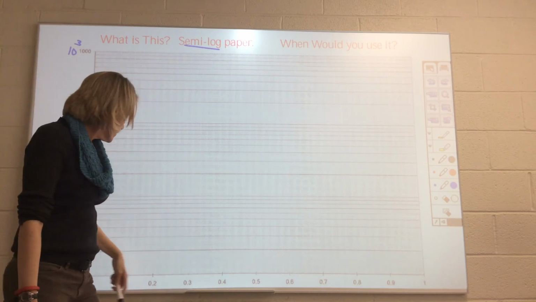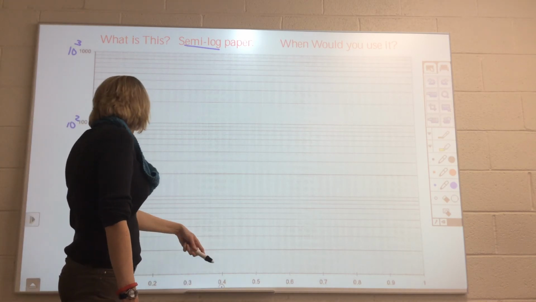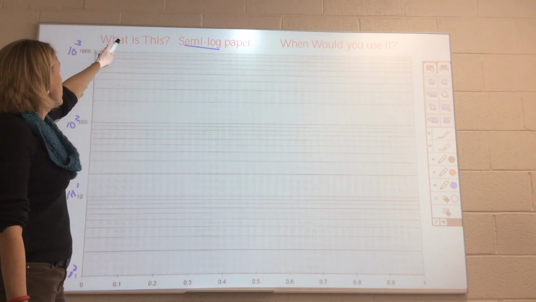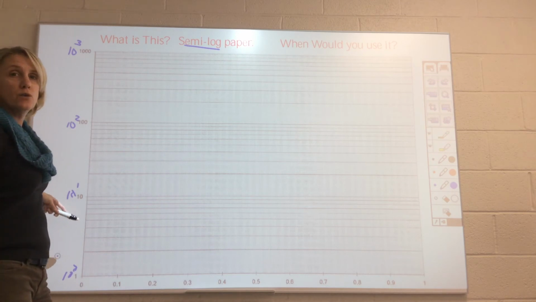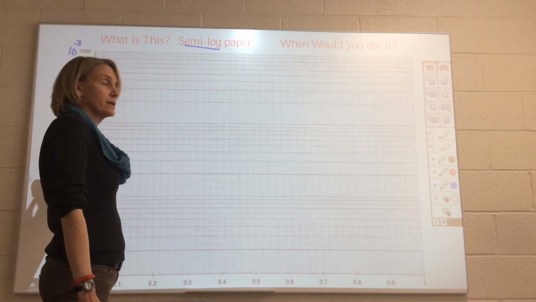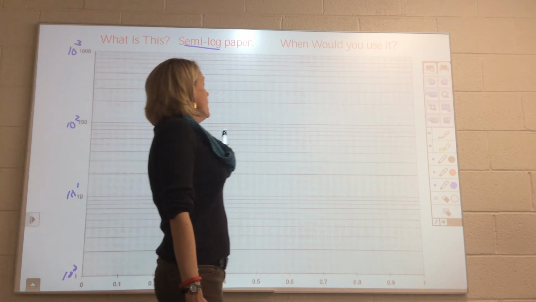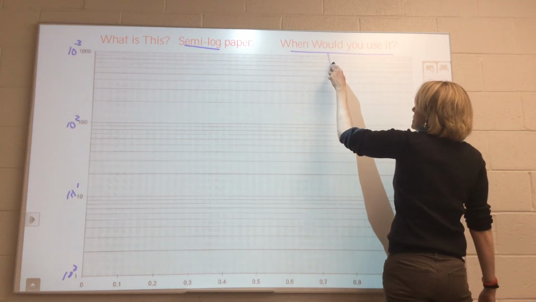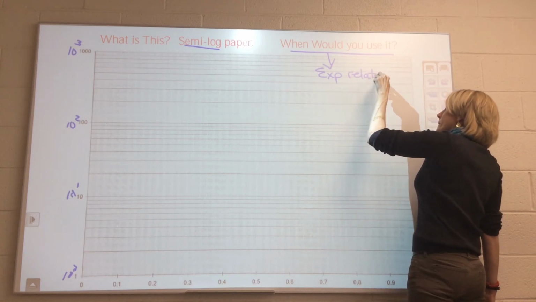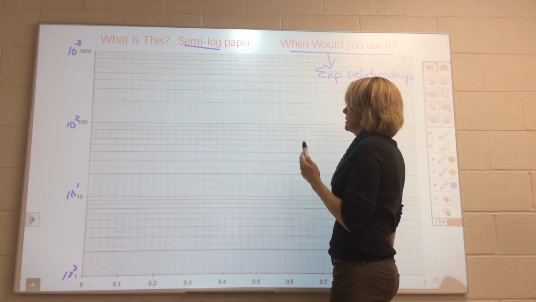The x-axis, though, you'll notice is just 0, 0.1, 0.2, 0.3, 0.4. So this is a normal scale. It's semi-log because one of your axes is logged. You may occasionally come across log paper where you would log both axes, but we're going to use semi-log paper. We're going to use it when you have an exponential relationship, or to see if we have an exponential relationship.